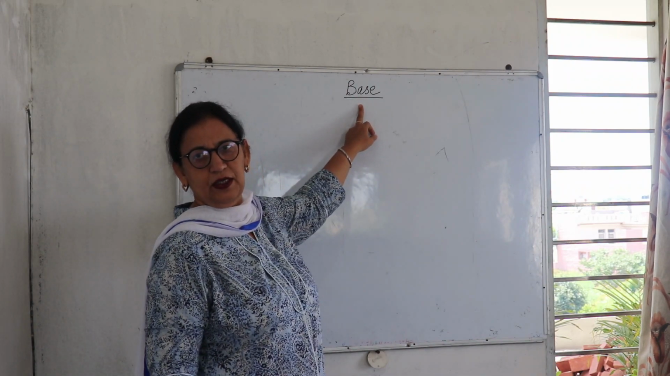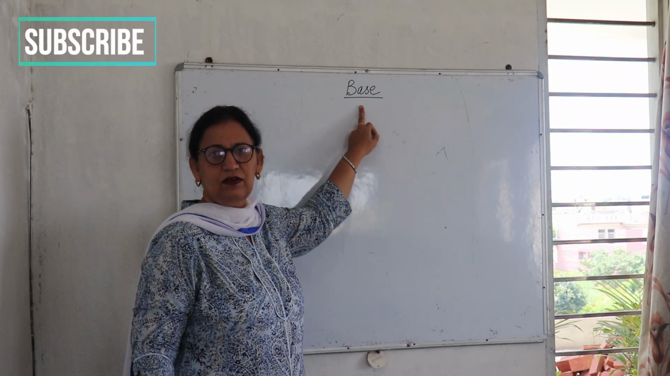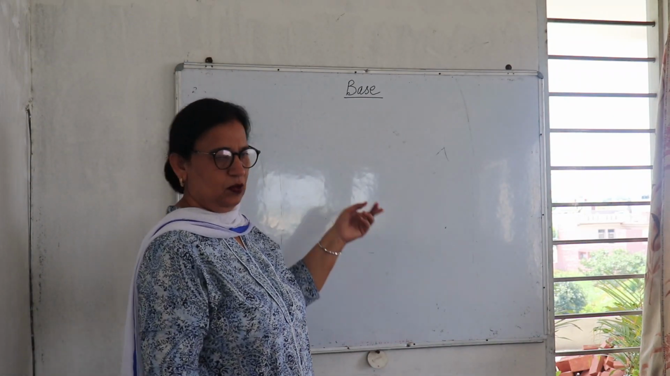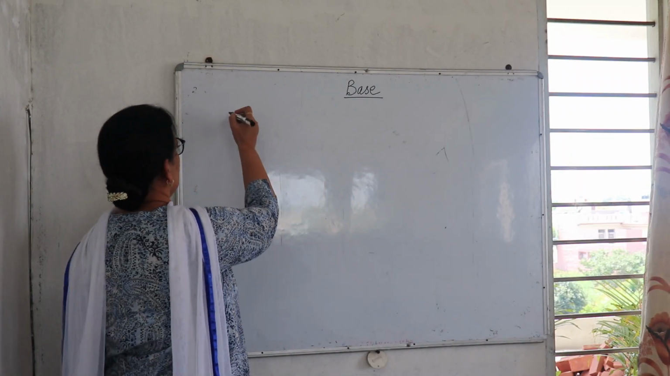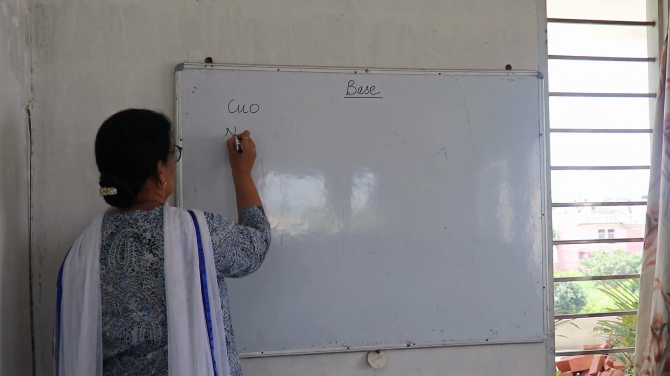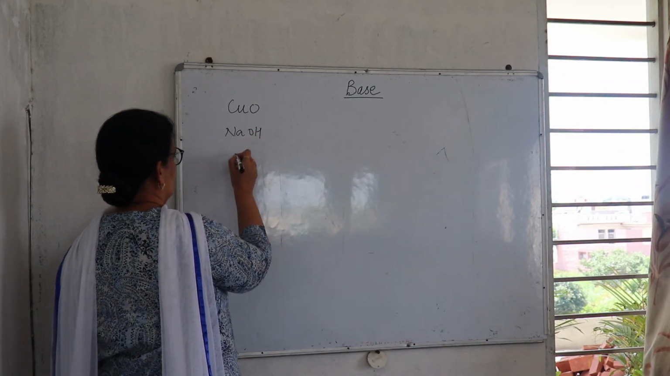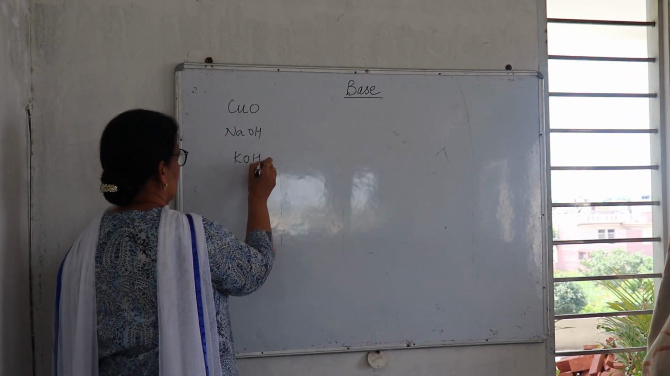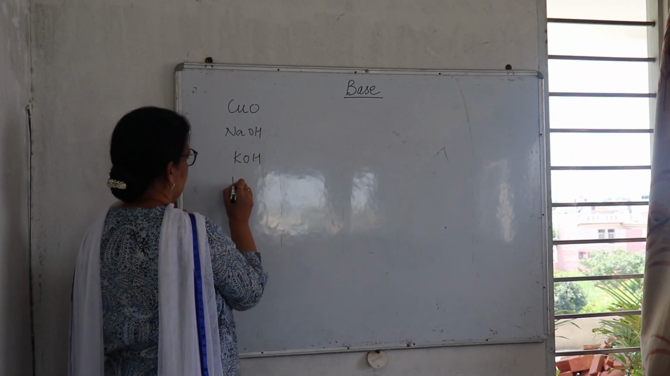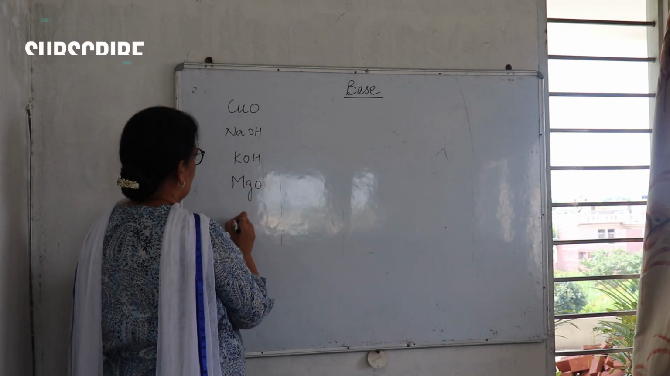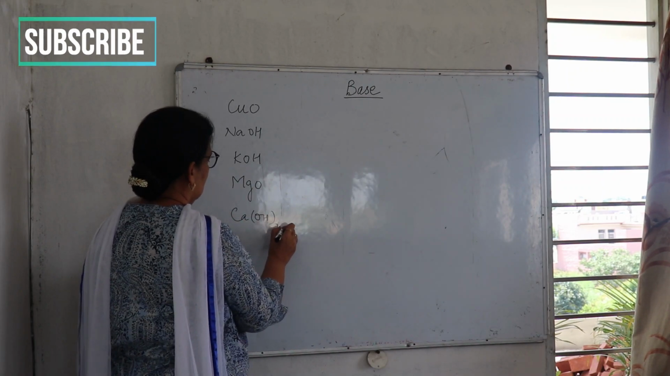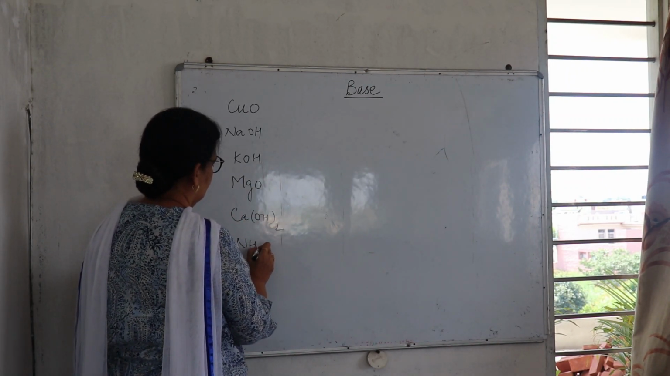Today's topic is base, as we have covered acid in our 3 previous videos. So today is base. I'll write some formulas: copper oxide, sodium hydroxide, potassium hydroxide, magnesium oxide, then calcium hydroxide, ammonium hydroxide.